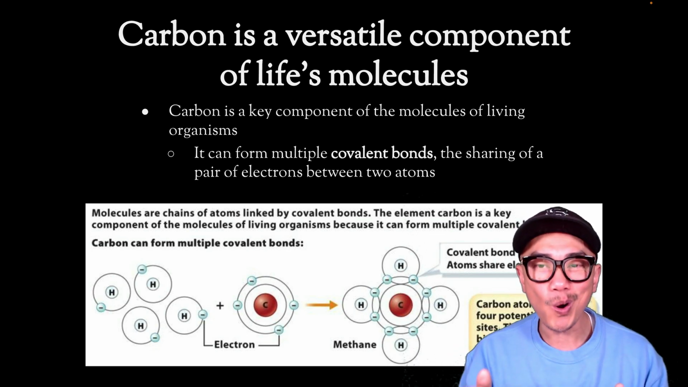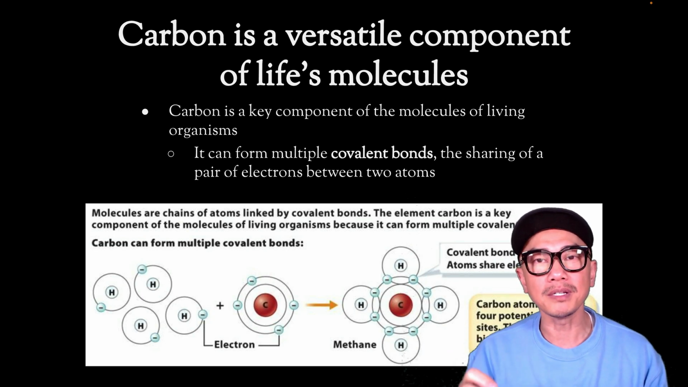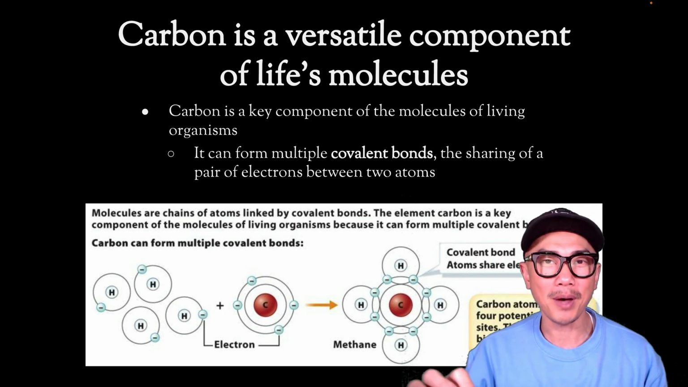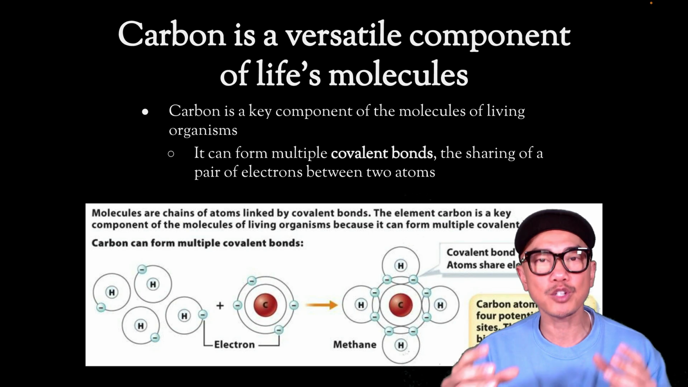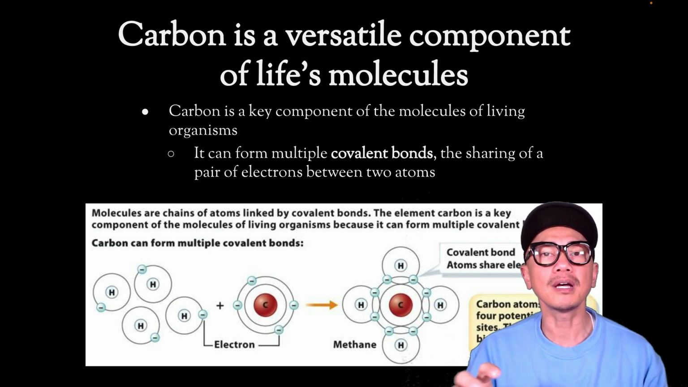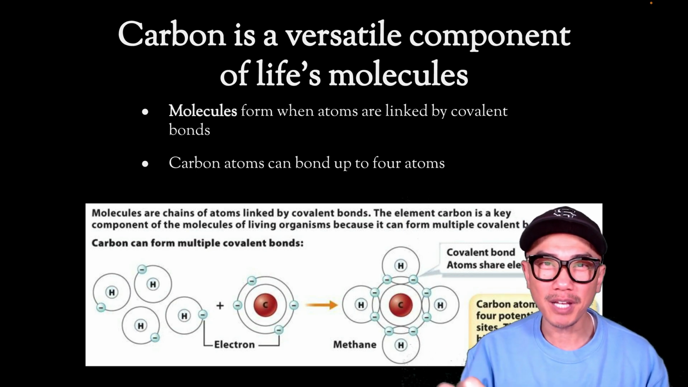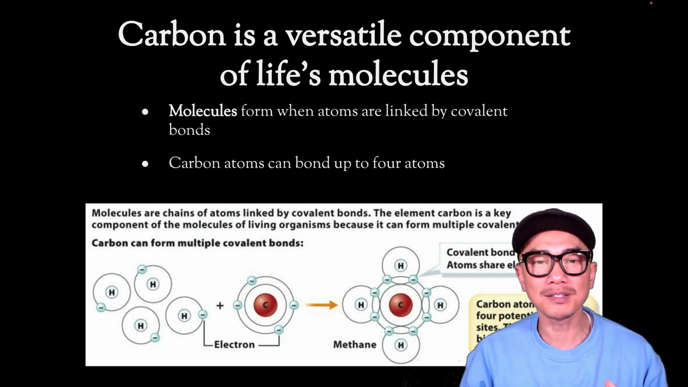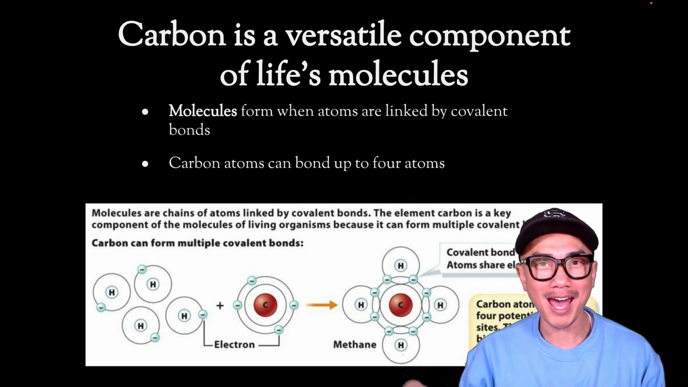Carbon is a key component in the molecules found in living things. This is because carbon is a very versatile element. It can form multiple covalent bonds. Remember that covalent bonds are bonds where 2 atoms share electrons. Carbon can form single, double, and even triple bonds. When 2 atoms share electrons and form covalent bonds, the product is called a molecule. Carbon can form up to 4 covalent bonds with other atoms.